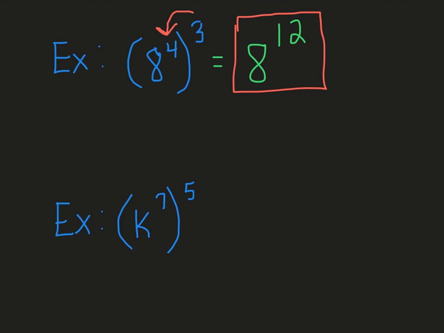Okay, and on the next example, you can't get an actual answer. So you take the outside exponent, multiply it by the inside exponent, write down the base, and 7 times 5 is 35. So that's it.